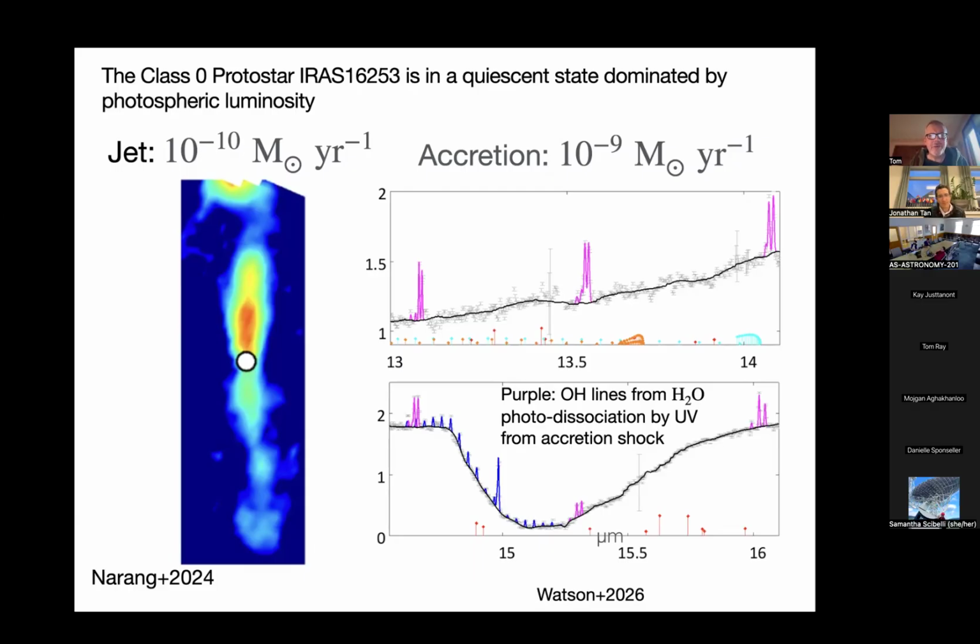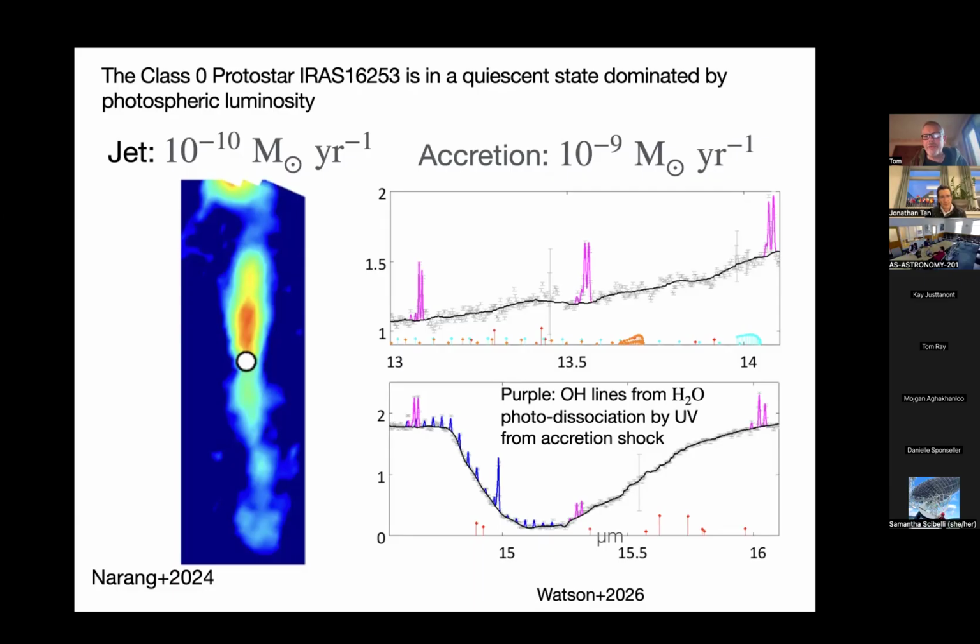And then in a paper that was recently accepted, and should be going on arXiv soon, we used OH detections, OH lines towards the center of 16253, which we believe are due to the dissociation of water by UV from accretion shocks from the central protostar. And there's a very nicely argued description of that in the paper. From the OH lines, from the brightness, we can calculate the rate at which UV is being produced. And by comparing that to shock models, to accretion models, we can estimate an accretion rate, and it's around 10 to the minus 9 solar masses per year.